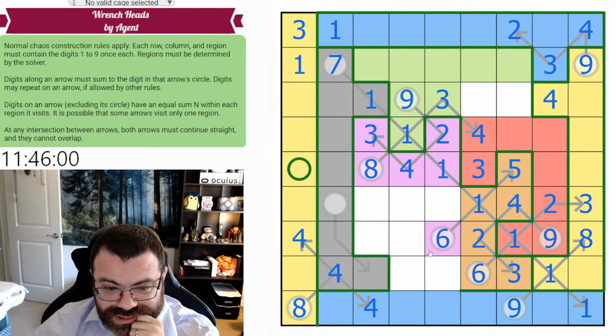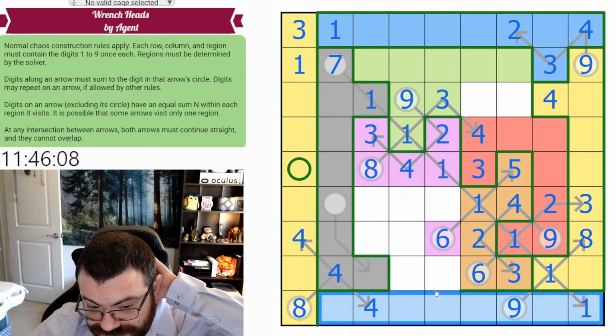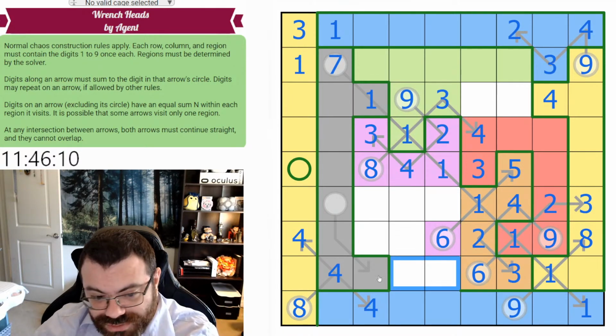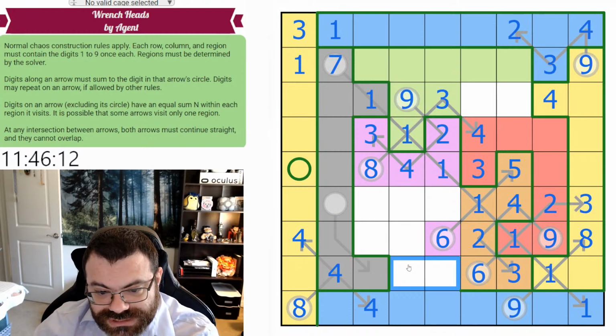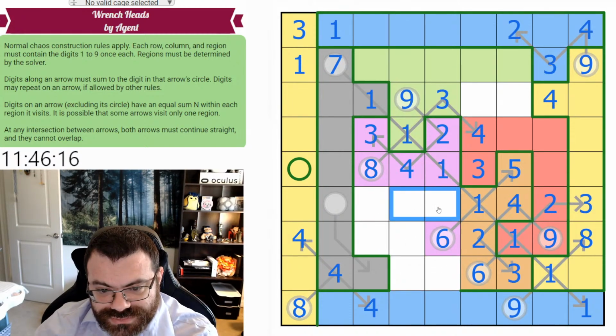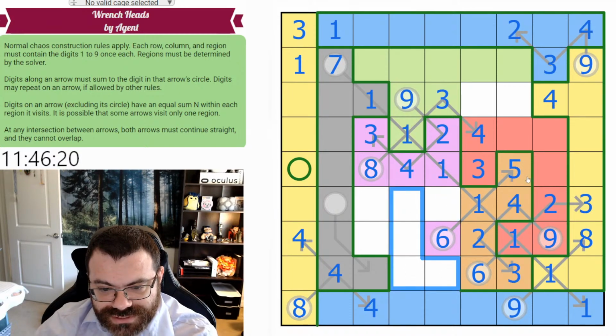Orange needs an 8. Okay, so blue needs an 8. It's going to grab an 8 from row 8. And orange needs an 8. It's got to grab it from this row. So orange is at least taking this one, because I don't think it can wrap up here. 1, 2, 3, 4, 5, 6, 7, 8, 9, 10. Yeah, that wouldn't work. So orange is going to take this one.